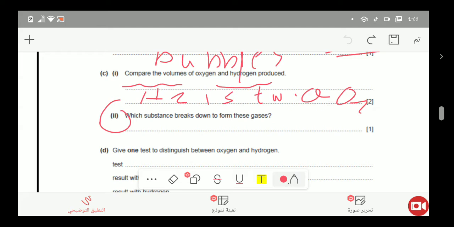Next question. Which substance breaks down to form these gases? As we said, water breaks down to give hydrogen and also oxygen, where hydroxide gives O2 and is oxidized, and the hydrogen will be reduced to give H2.